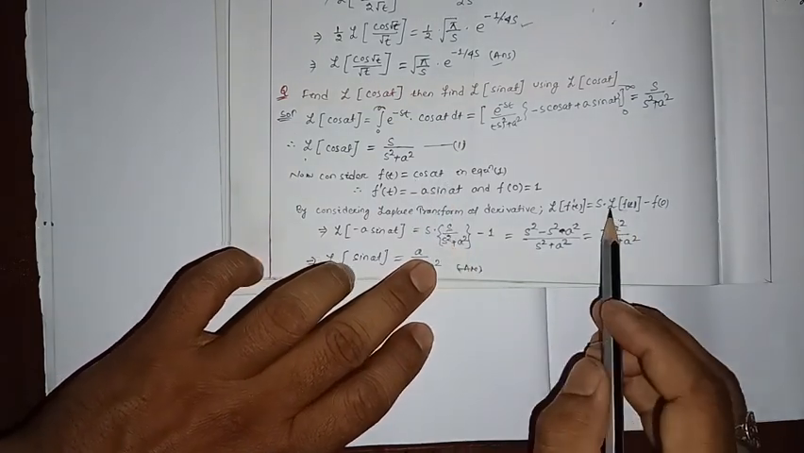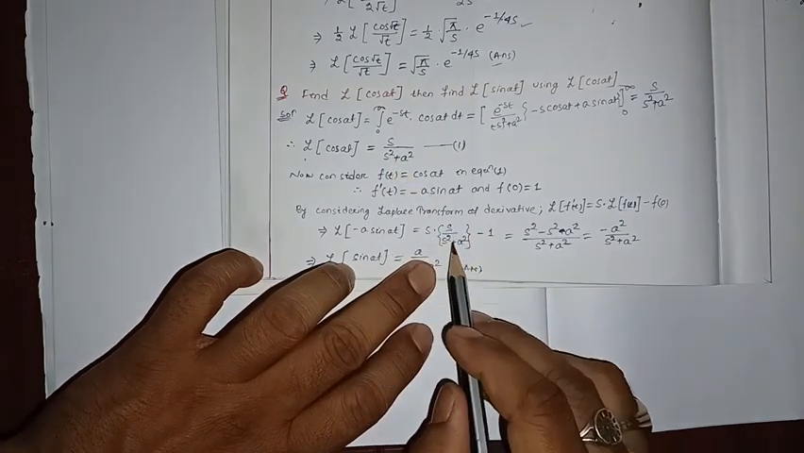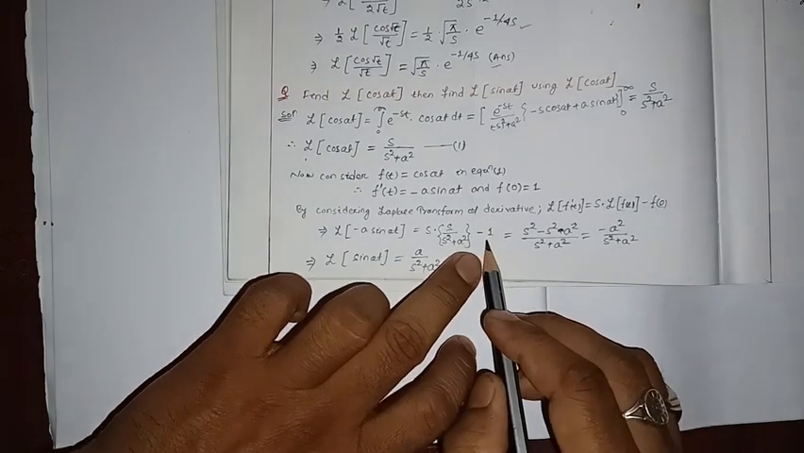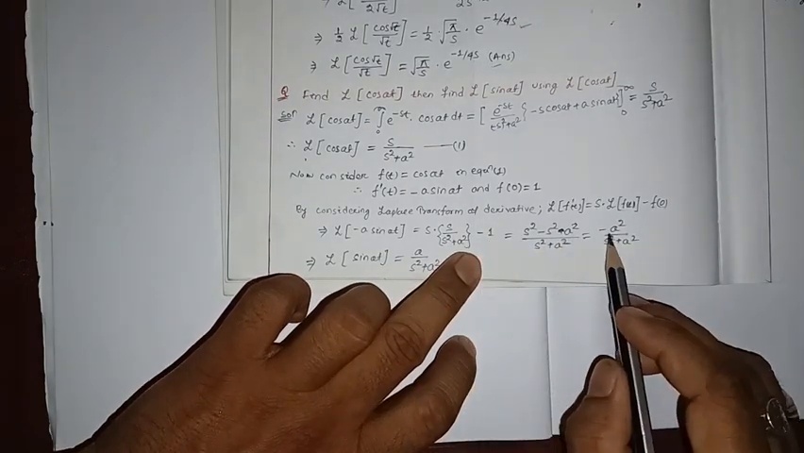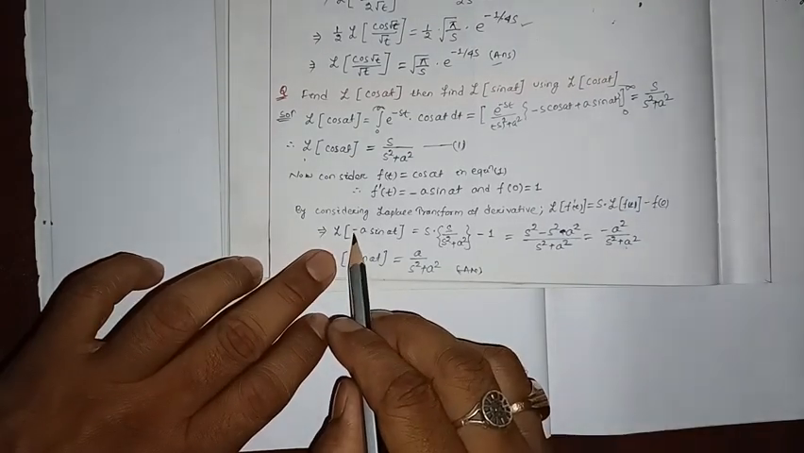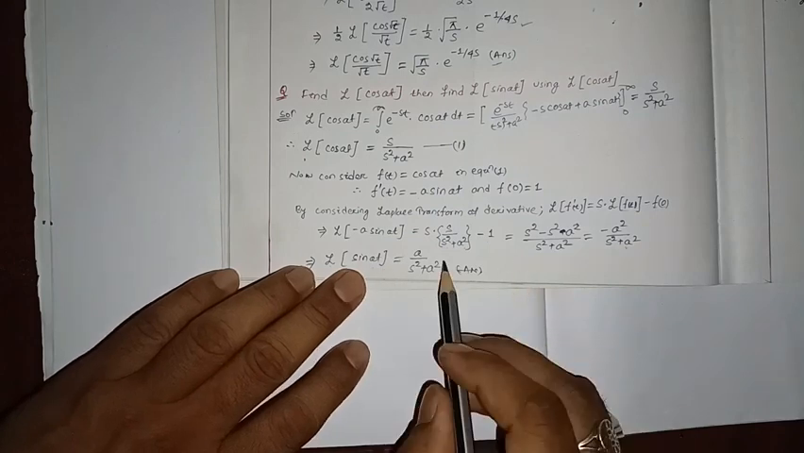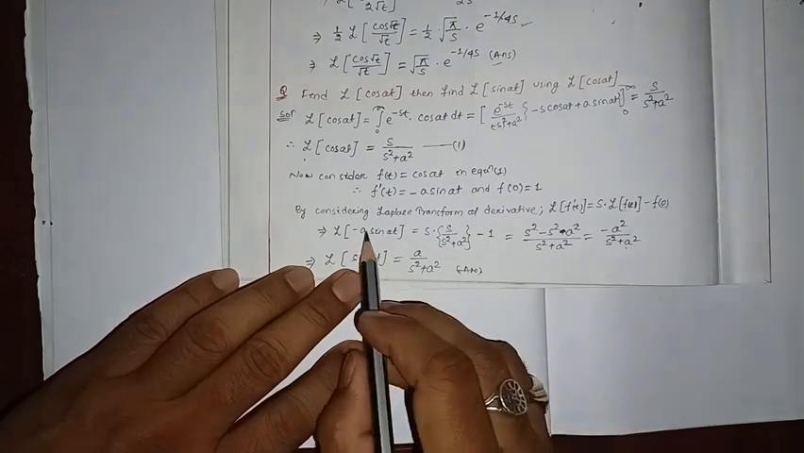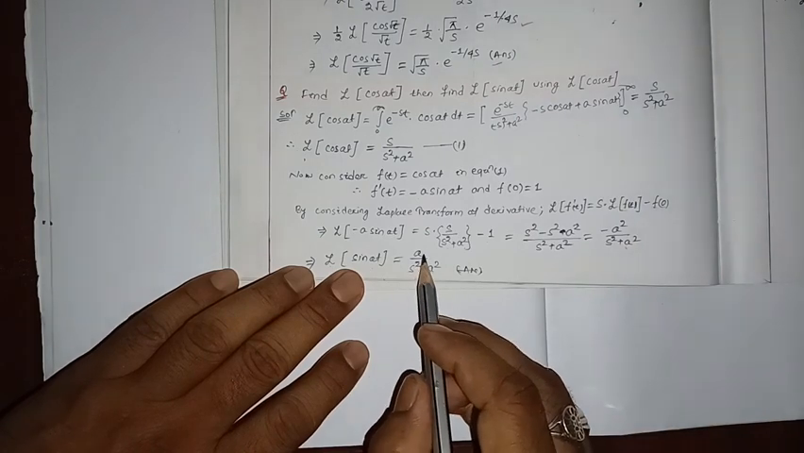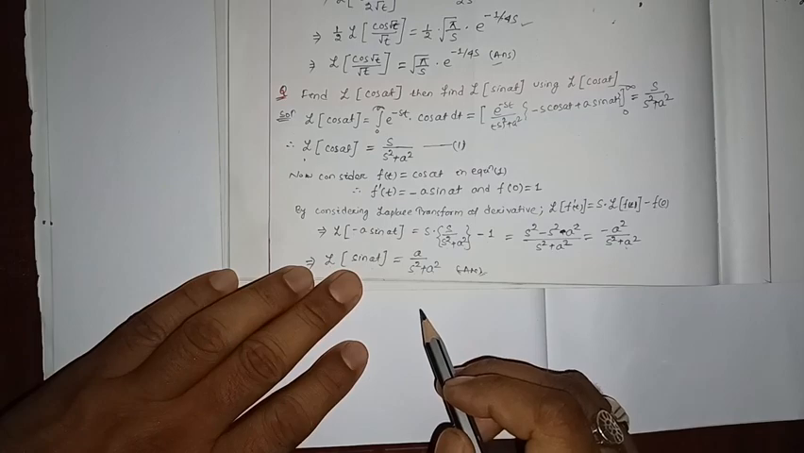Hence the Laplace transform of cos at is nothing but, here we found s by s square plus a square, and f of 0 is your 1. So by solving we can get minus a square by s square plus a square. So here on the left hand side, one minus minus, so that gets cancelled. Laplace transform of sin at will be equal to, here one a is there, this a and one a will get cancelled. We found a by s square plus a square is your answer.